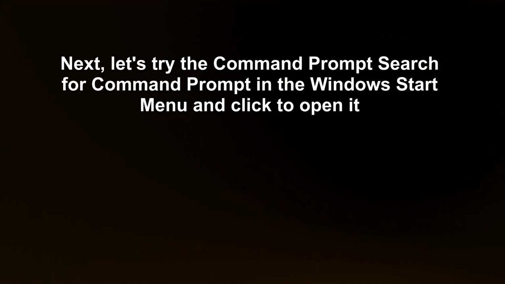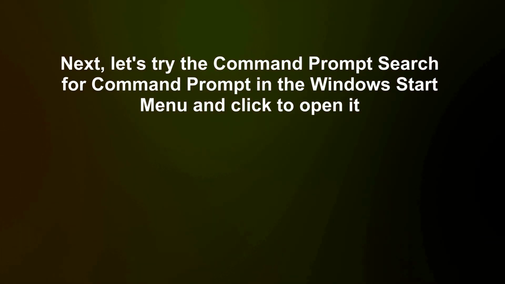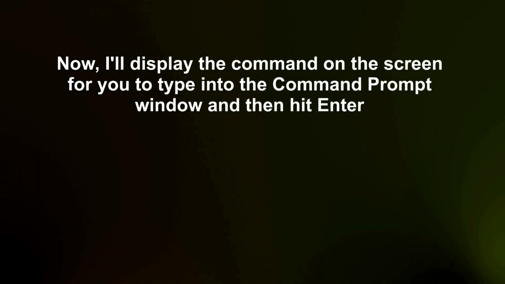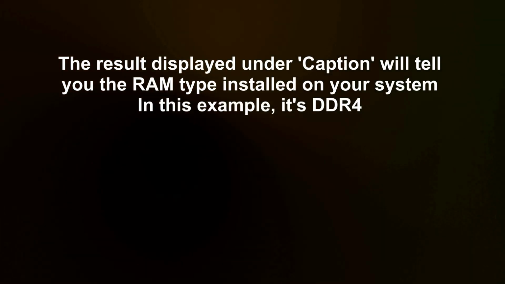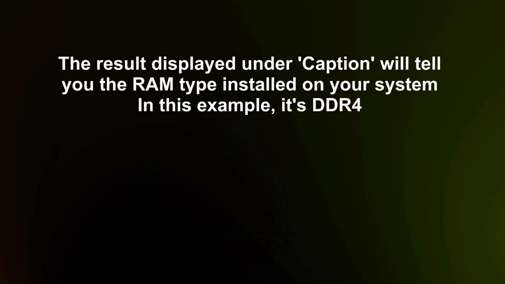Next, let's try the command prompt. Search for command prompt in the Windows Start menu and click to open it. Now, I'll display the command on the screen for you to type into the command prompt window and then hit enter. The result displayed under caption will tell you the RAM type installed on your system. In this example, it's DDR4.